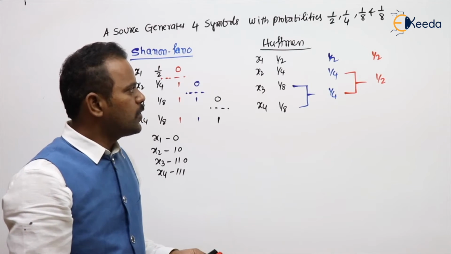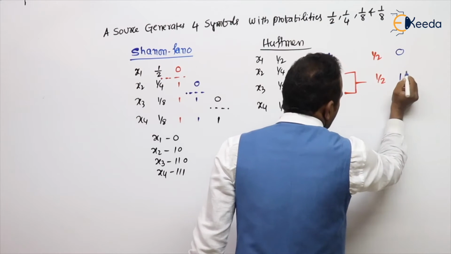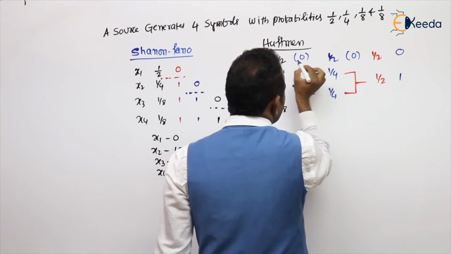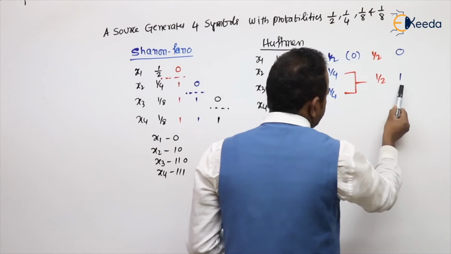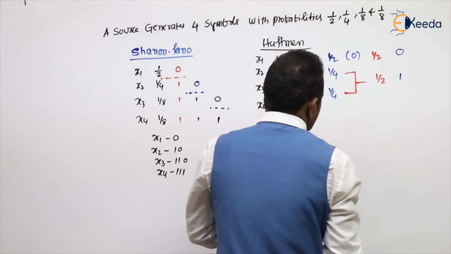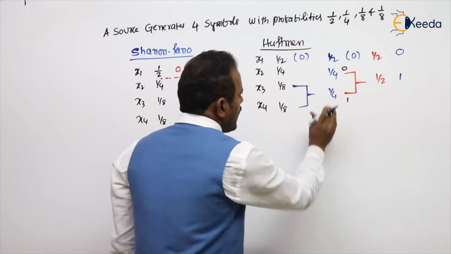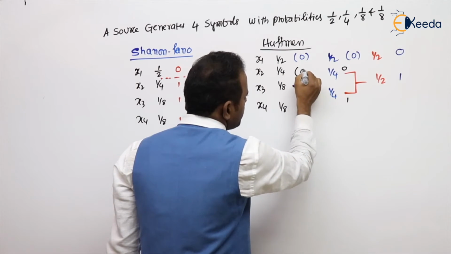After that, what you need to do is assign 0 to the top and 1 to the bottom. Where did this 1 by 2 come from? From here, so 0, the same 0. Next, this 1 by 2 came from the addition of these two, so above is 0, below is 1. Where did this 1 by 4 come from? From here, so same.